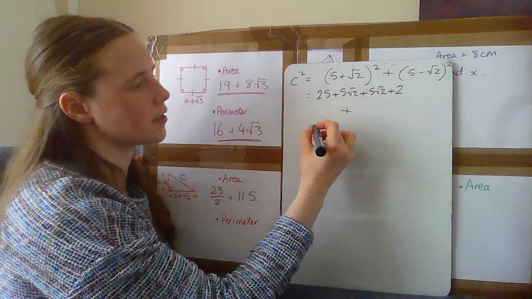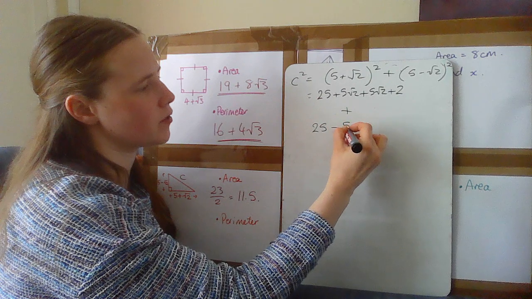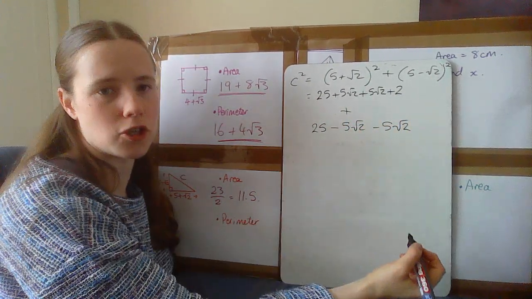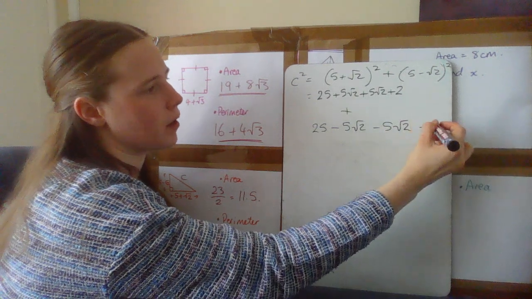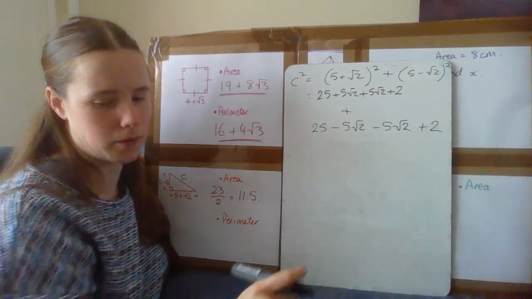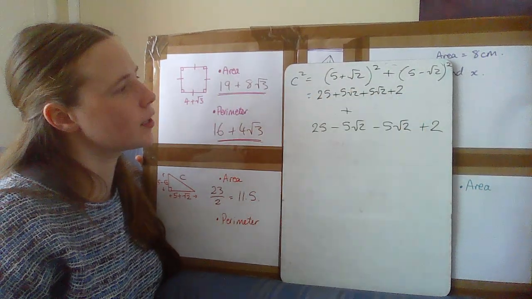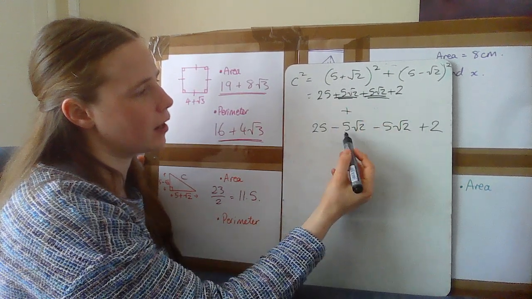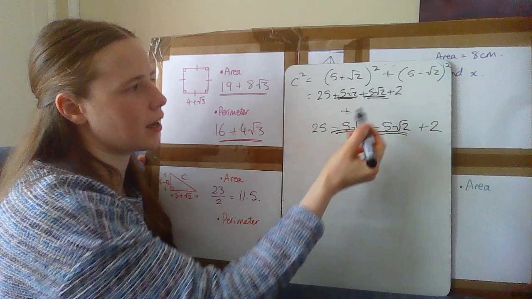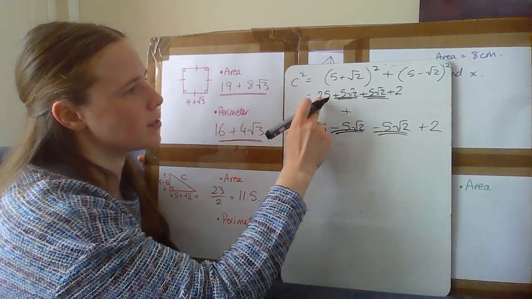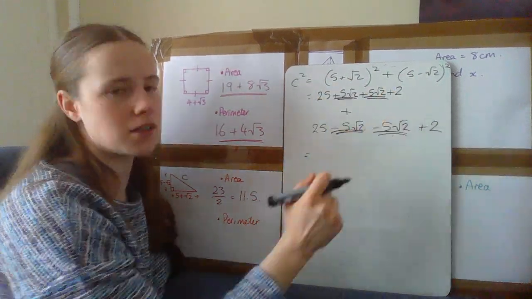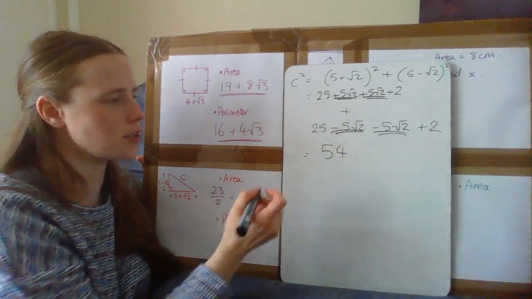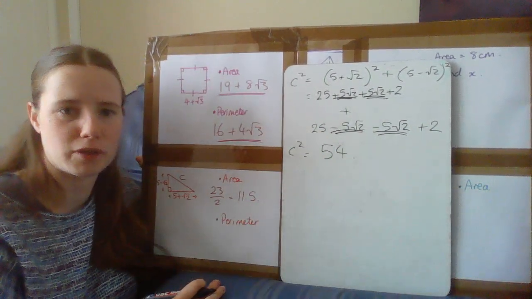This one squared is going to be 25 minus 5 root 2 minus 5 root 2. And then minus root 2 times minus root 2 is plus 2. So I've got to add all of these together. Looking at the 5 root 2 bits, a couple of them are positive and a couple of them are negative, so they're going to cancel out. So I'm going to end up with 27 plus another 27, which comes out as 54. So C squared is 54.